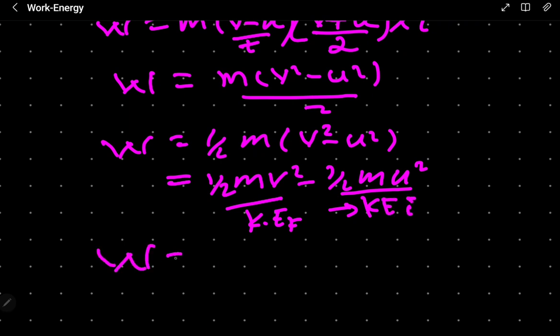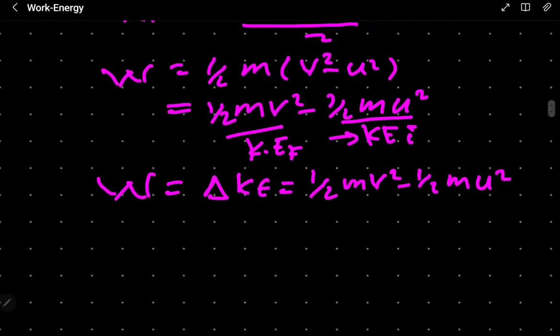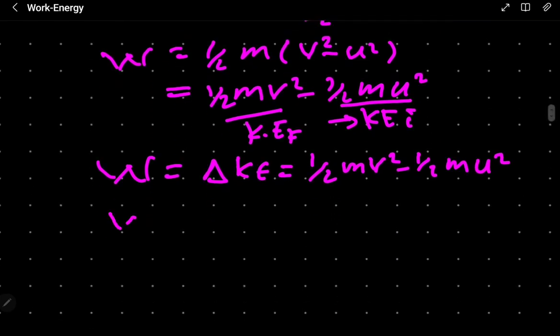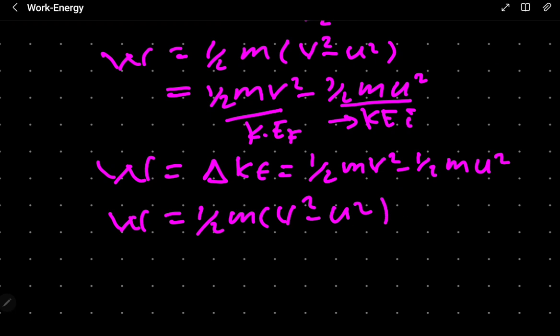So simply here the work done is equal to the change in kinetic energy, which is 1 over 2 times the mass times v square minus 1 over 2 times the mass times u square. You can simplify this as the work done is equal to half of the mass times v square minus u square. In this case, work is done only to change the kinetic energy of a mass, which is given by half times the mass times v square minus u square.